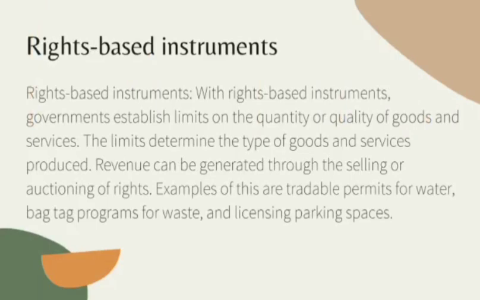Right-based instrument. With right-based instruments, governments establish limits on the quantity or quality of goods and services. The limits determine the type of goods and services produced. Revenue can be generated through the selling or auctioning of rights. Examples of these are tradable permits for water, bag tag programs for waste, and licensing parking space. So the right-based instrument establishes limits on the quantity or quality of the goods and the services.